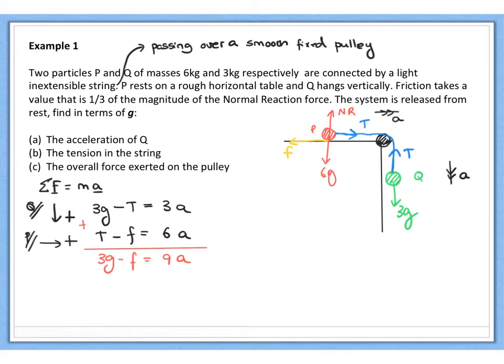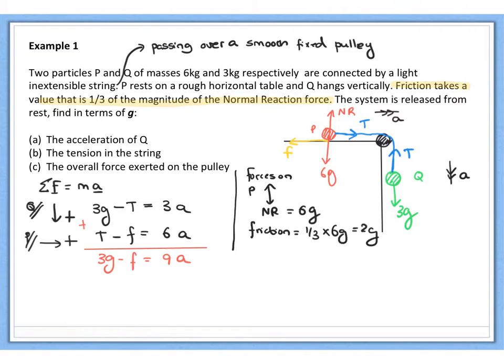Now, g is obviously 9.8, but I don't know the value of the friction. However, in the question, there was an additional piece of information which told me that friction takes a value that is 1/3 the magnitude of the normal reaction force. Now, if I analyse the forces on P vertically, well, vertically, acceleration is equal to 0. There is no motion vertically. So forces must be balanced vertically, which tells me that the normal reaction is equal to 6g. Now the friction is equal to 1/3 of the normal reaction, so it must be equal to 2g newtons.